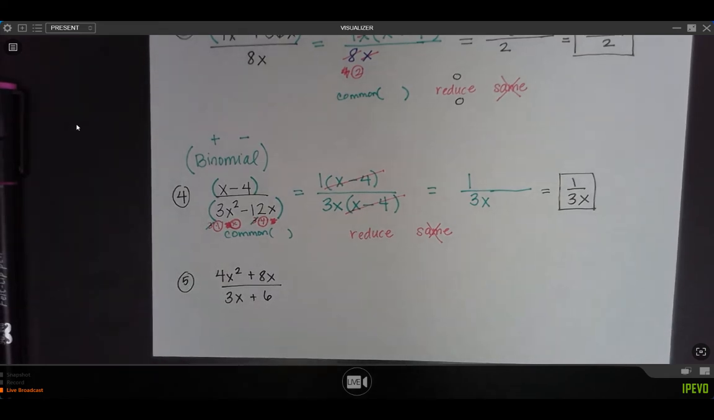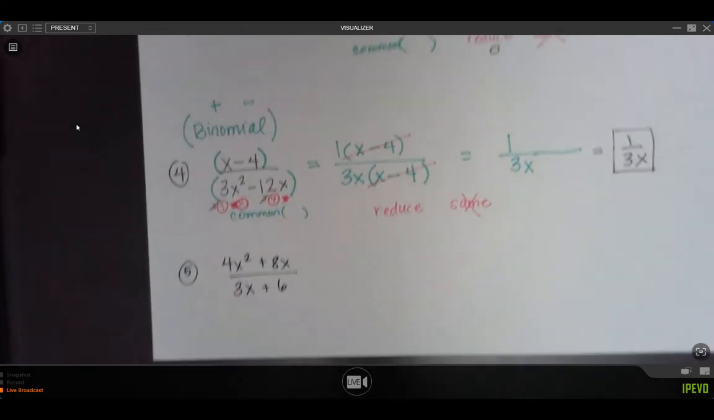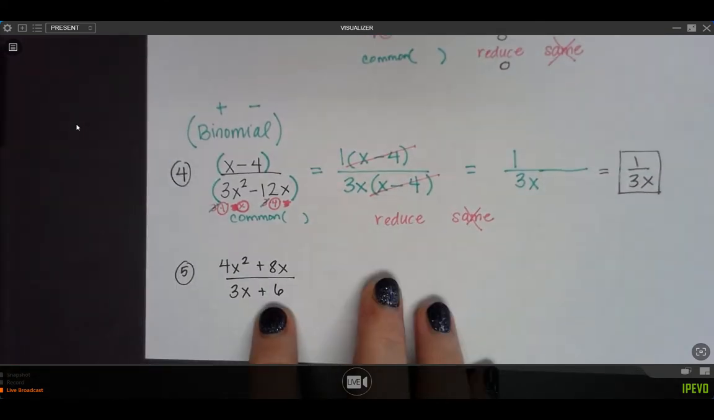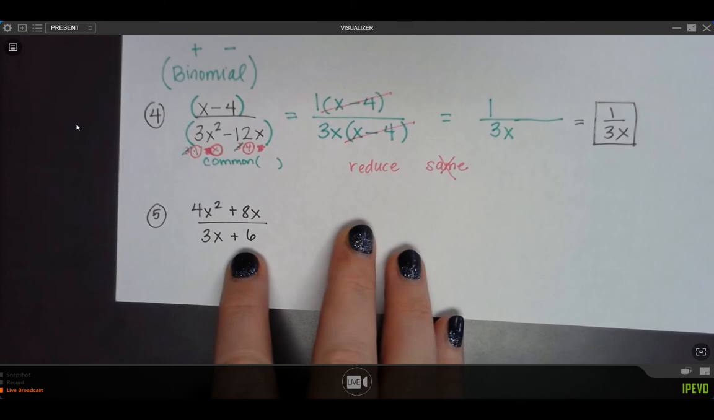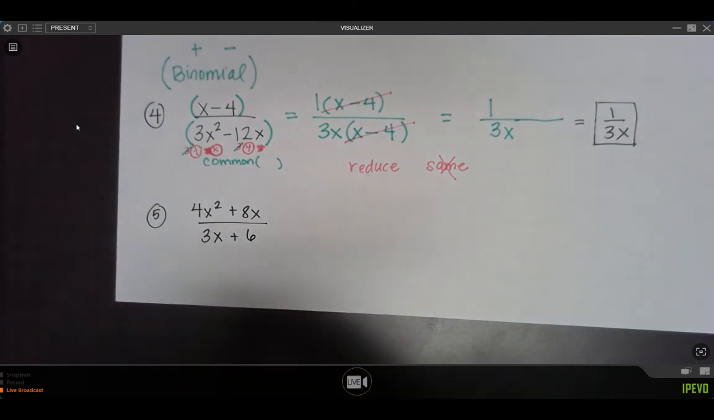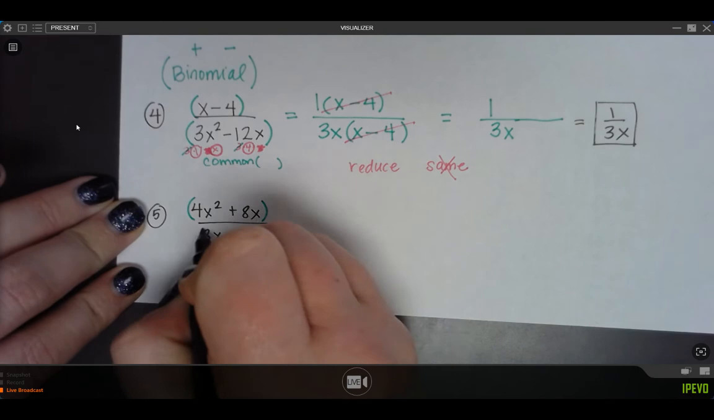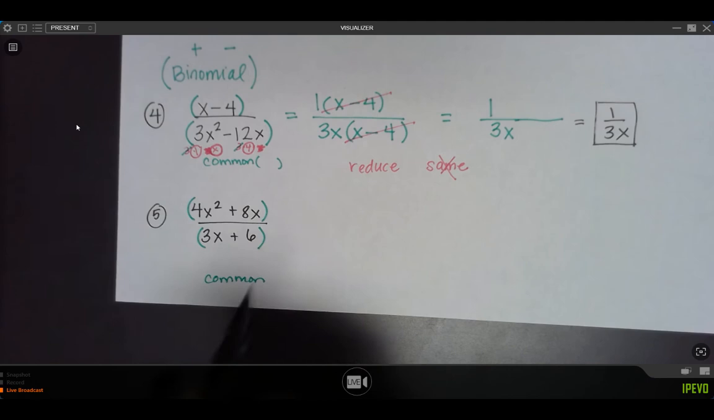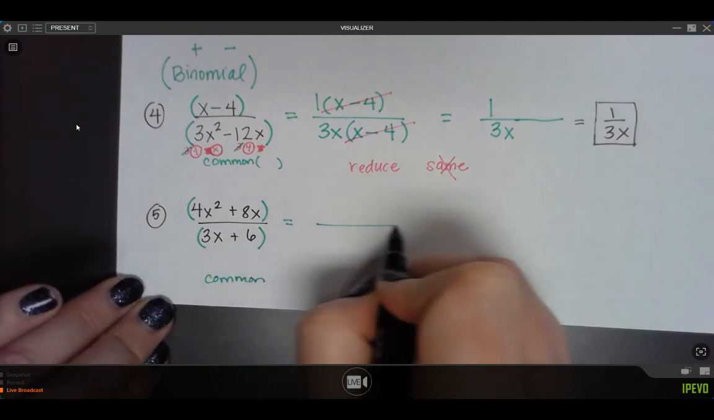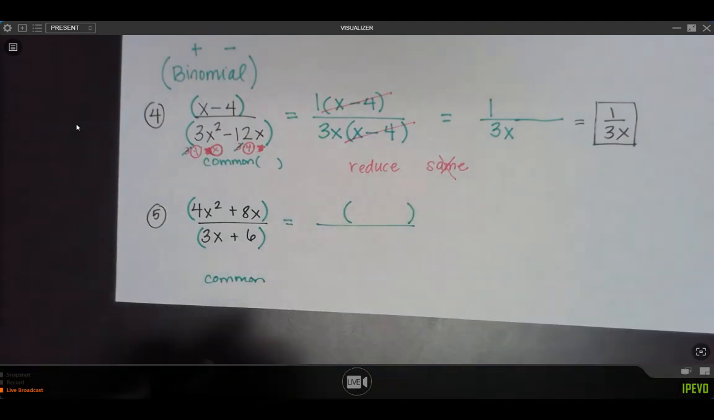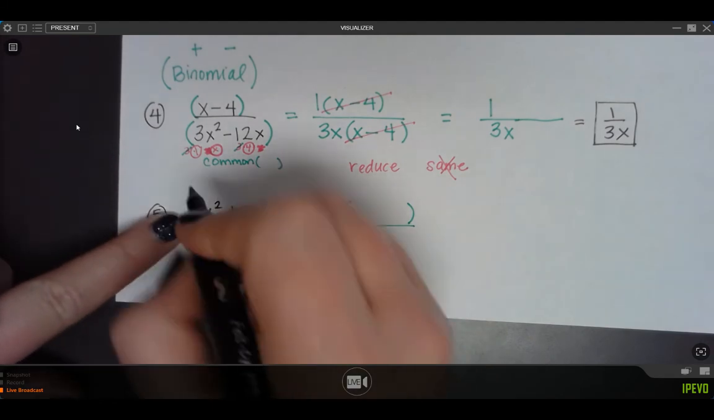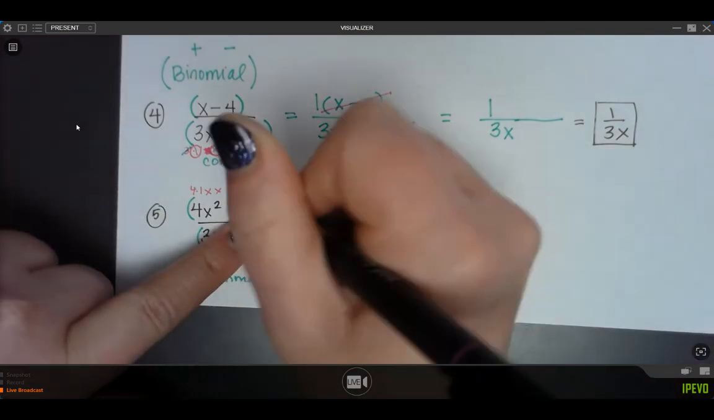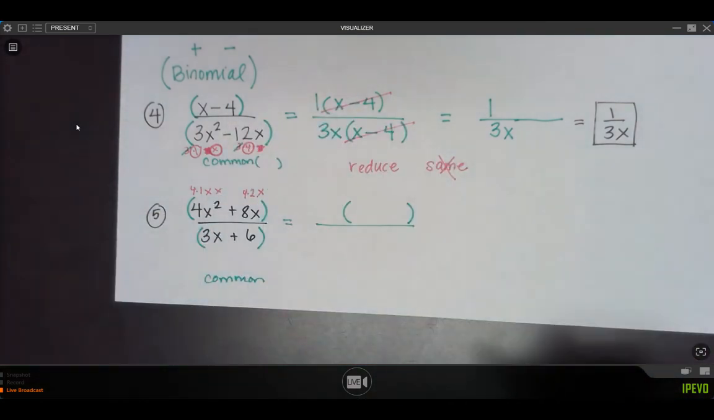The last one, number 5. Okay. Number 5, again, I have two binomials. I know that because they are held together by a plus sign. Binomials, we want to put in parentheses. Now I want to look to see what do they have in common. So I'm going to look at the very top one. 4 is 4 times 1, and there are 2 x's. 8, 4 times 2, and 1x.